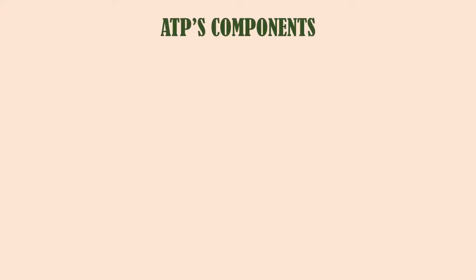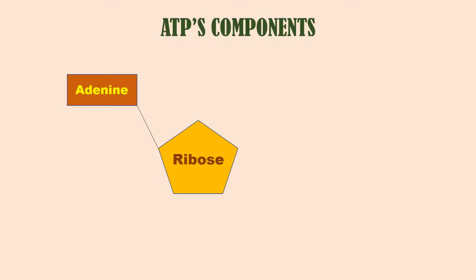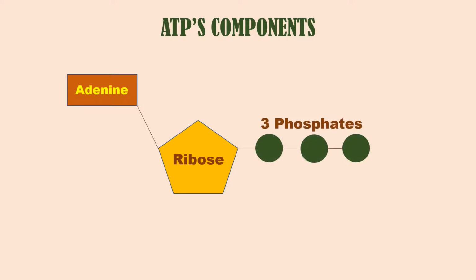Let's zoom in to take a closer look at ATP's components. ATP is composed of the nitrogenous base called adenine, bound to the sugar ribose, and a triphosphate group. The bonds between the phosphate groups are high energy. An enormous amount of energy is packed into this bond.